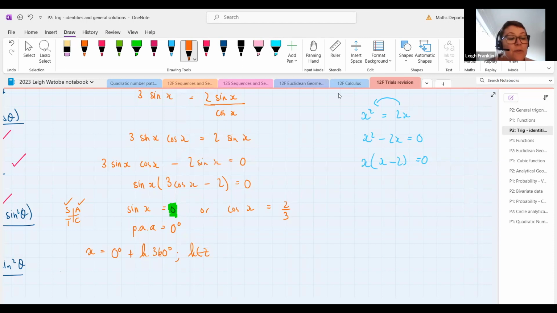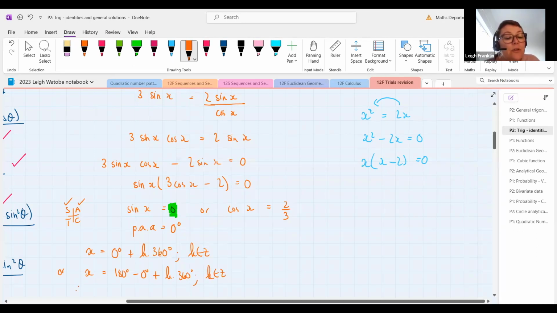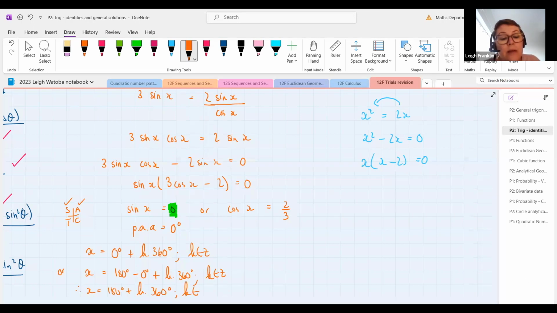Then I know that there is a second quadrant where sine x is also positive. So here I would use my reduction formula for the second quadrant, which should be 180 minus 0 degrees plus k times 360, k is an element of the integers, so it would simply be x equals 180 plus k times 360. K is an element of the integers, like so.